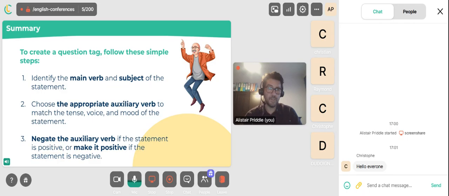negative. So once again, with these simple steps, identify the main verb and subject of the statement, choose the appropriate auxiliary verb to match the tense, voice, and mood of the statement, negate the auxiliary verb if the statement is positive, or make it positive if the statement is negative.